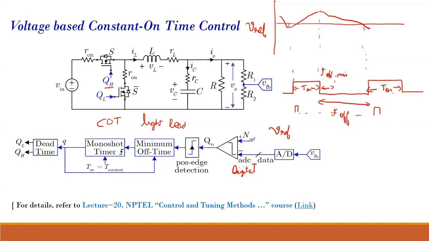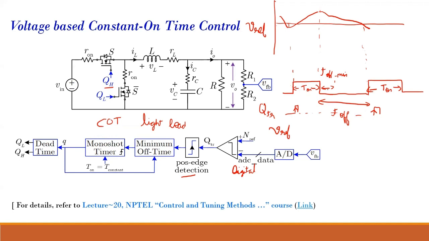Turn it on for a fixed duration. So this is how voltage-based constant on-time control is implemented. When the output voltage goes below your Vref, that signal comes in the form of QTR. And when you see QTR rising, it means I have to turn on the timer, and it will be on for a fixed duration. That's why it is positive edge. Positive edge means at the rising edge. At the rising edge of this trigger signal, we will turn on this timer.